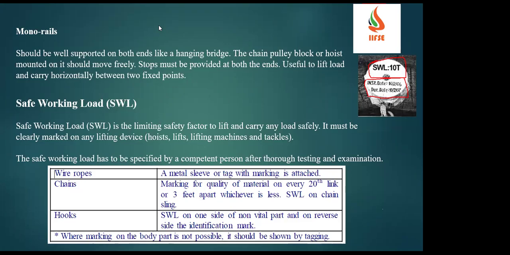We can observe it on your chain slings in your factory, every 20th link or every 3 feet. They used to mark the capacity of the chain sling. And also, the most familiar area, they used to mark on the hook as well. That is also one of the places where we can majorly observe the capacity of the chain sling. And hooks also, they will directly mark on the hook itself. And where the marking on the body part is not visible, it should be shown by the tagging. So if the body part, due to usage, may get worn out.